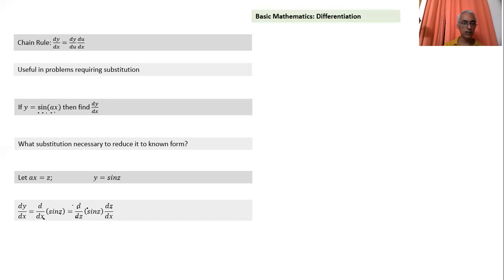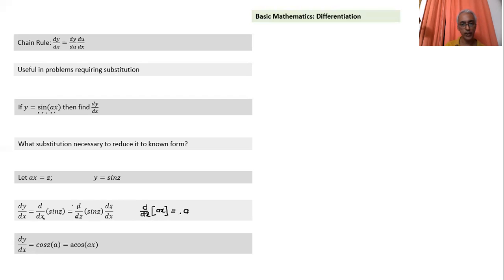So let's do this substitution. Can we simplify this now? This part is simple. It is similar to d by dx of sine x, which is equal to cos x. Since in place of x there is a z term, it will be cos z. So this term is equal to cos z. And what is dz by dx equal to? Let's put in the value from the second expression. z is equal to ax. So dz by dx is equal to a.